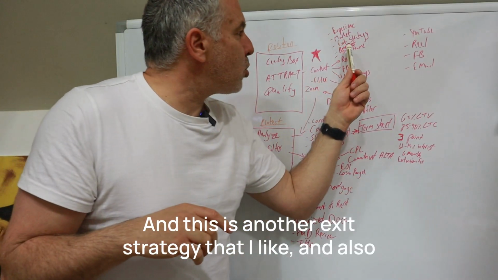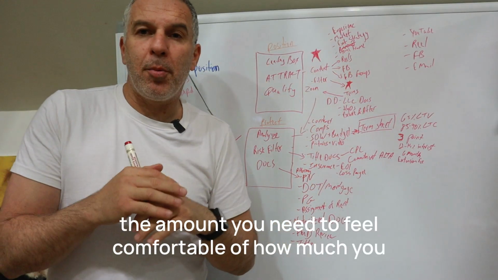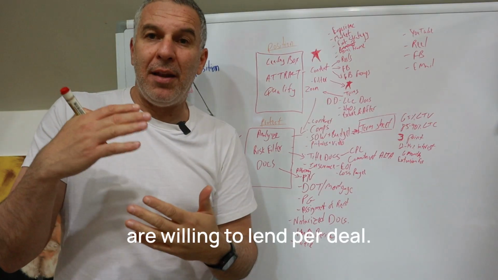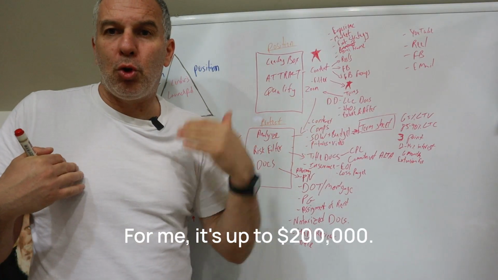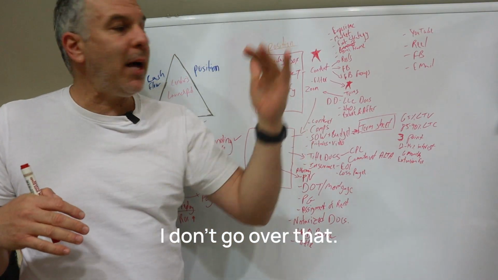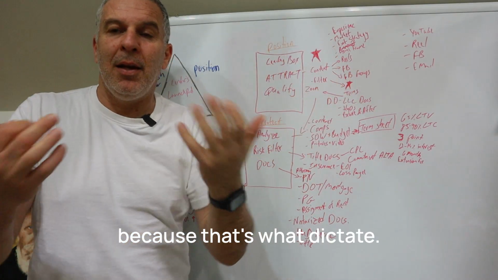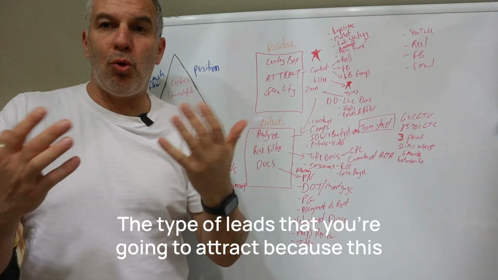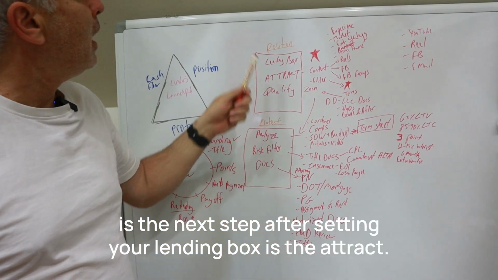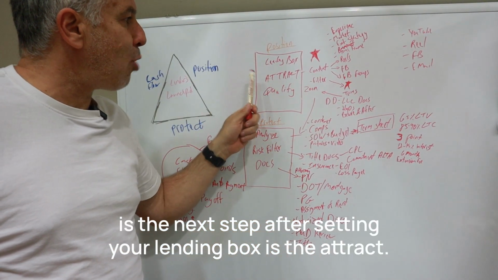And also the amount: you need to feel comfortable with how much you are willing to lend per deal. For me, it's up to $200,000. I don't go over that. You need to define that, because that will dictate the type of leads that you're going to attract, because the next step after setting your lending box is to attract.